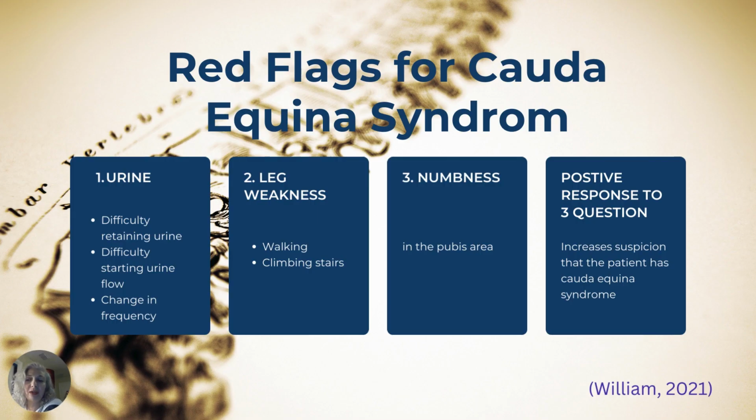The following findings are red flags for low back pain caused by cauda-equina syndrome. Any recent onset of difficulty with retaining urine or starting urine flow. A recent need to urinate more frequently. Weakness in legs when walking or climbing stairs, or a recent onset of numbness in the area of the bottom or the pubis. A positive response to any of these questions increases the suspicion that the patient's low back pain has a cauda-equina syndrome.